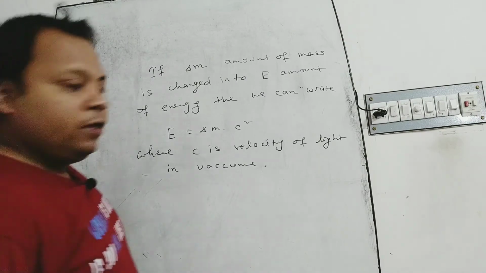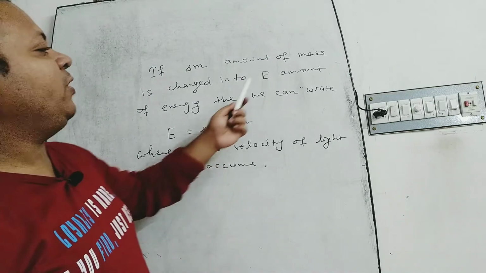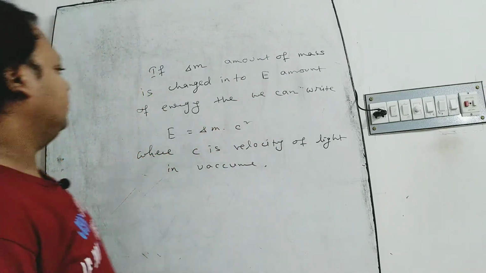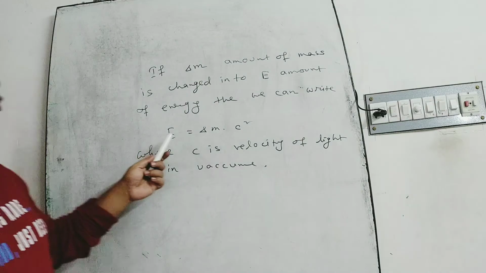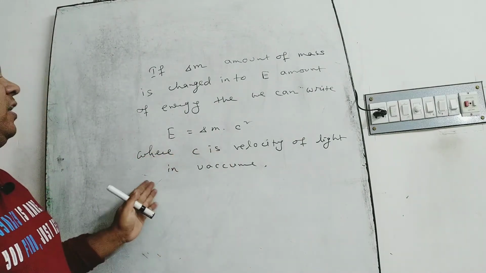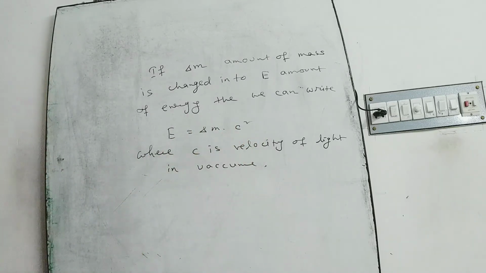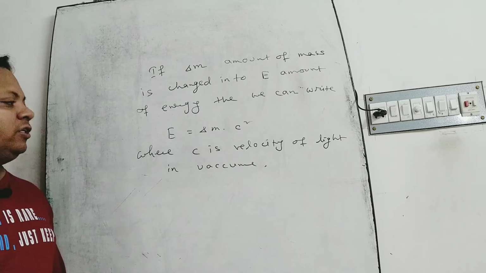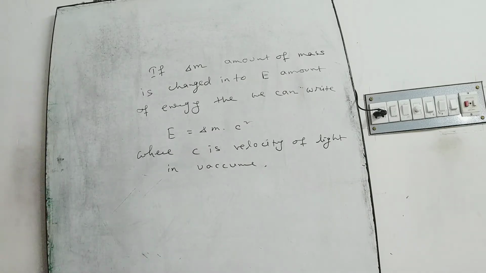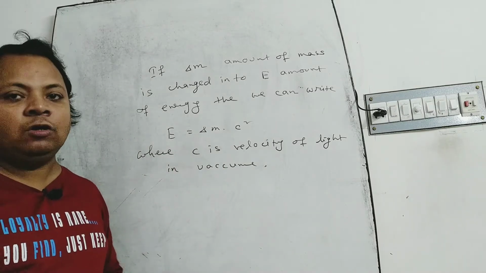Now, if delta m amount of mass is changed into E amount of energy, then we can write that E is equal to delta m into c square, where c is the velocity of light in vacuum. This is known as the mass-energy equivalence, which can be derived from Einstein's special theory of relativity.